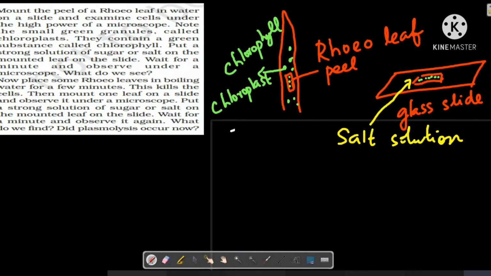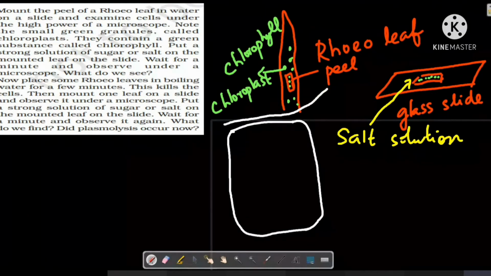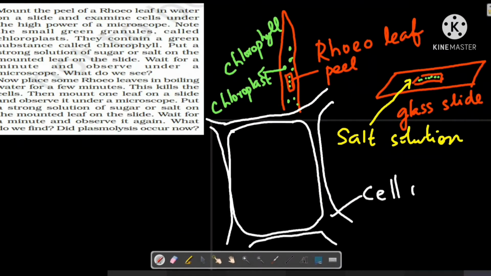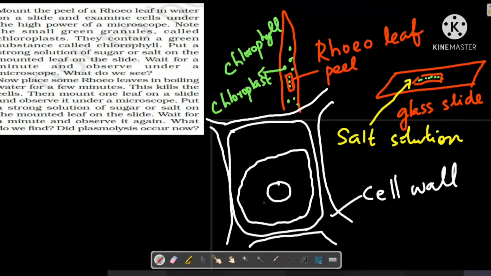When they kept it under the microscope, what they saw is, since it's a plant cell, the cell wall doesn't change its shape. It remains like that itself. So this is the cell wall. No change in the cell wall, but there was change inside. That is the cytoplasm. All the cytoplasm started moving away from the cell wall. All the cytoplasm and the organelles, they all started moving away from the cell wall.